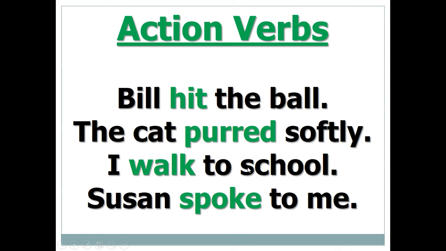My next sentence, I walk to school. This sentence is about I, the person who's referencing in the sentence. And am I doing something in the sentence? Yes, I'm walking. So I walk. Walk is the verb, subject verb. Our last sentence here, Susan spoke to me. This sentence is talking about Susan. Susan's the one who's doing something. And what is it that she did? She spoke. So subject is Susan, verb is spoke. All of these are examples of sentences that just have action verbs only.